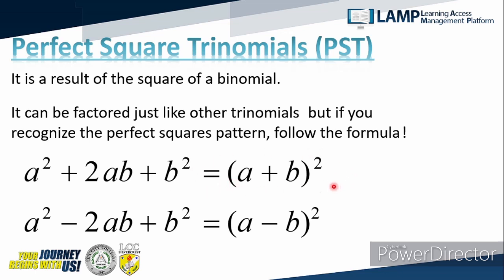Then after that, we have the second one, which is A squared minus 2AB plus B squared, which results in the quantity of A minus B squared. Again, we have here a sample of a perfect square trinomial as a formula. Therefore, that is our guide for factoring a perfect square trinomial.